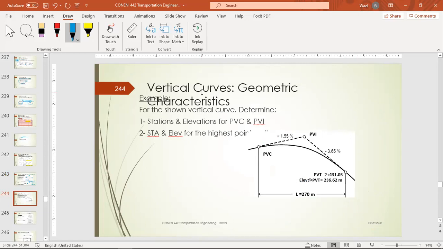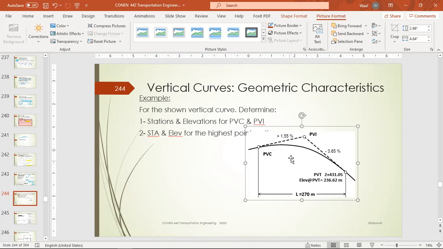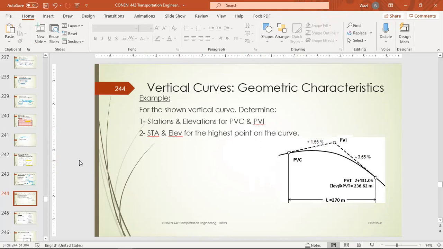So what are the geometric characteristics? Here for the shown curve, determine stations and elevations for VBC, VBI and BVI, and the station and elevation for the highest point. Let's try to solve this example. So we have this point, the PVT station and elevation, and the length of the curve is 270 meters.